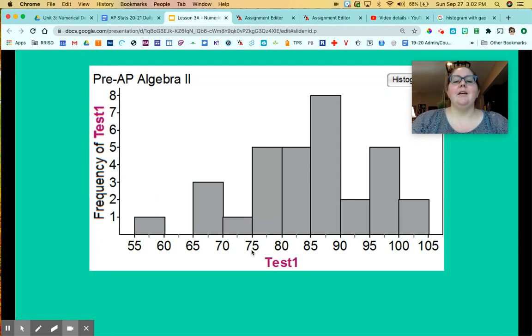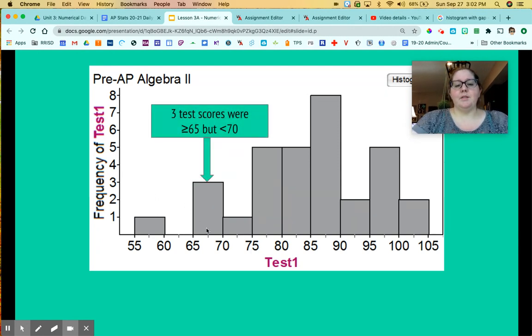So how I would read a histogram is, for example, this bar right here is going from 65 to 70, and it has a height of 3. So that would tell me that 3 of the test scores in this class were greater than or equal to 65, but less than 70. That's typically how histograms work. It starts at the first one and goes to just below that next boundary.